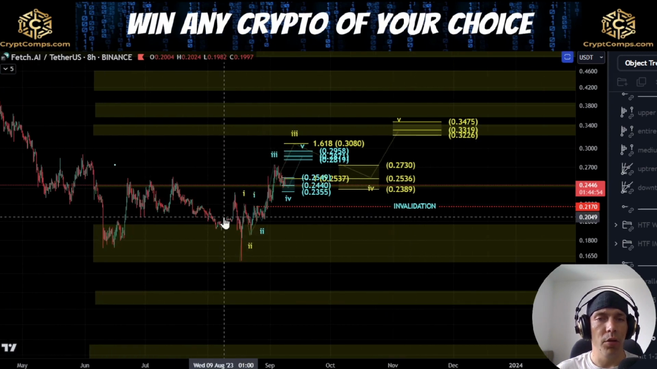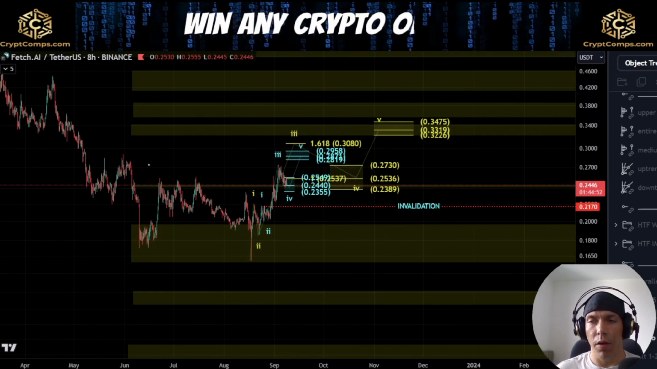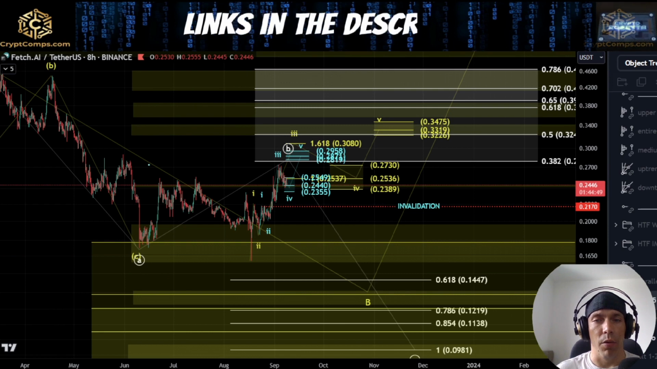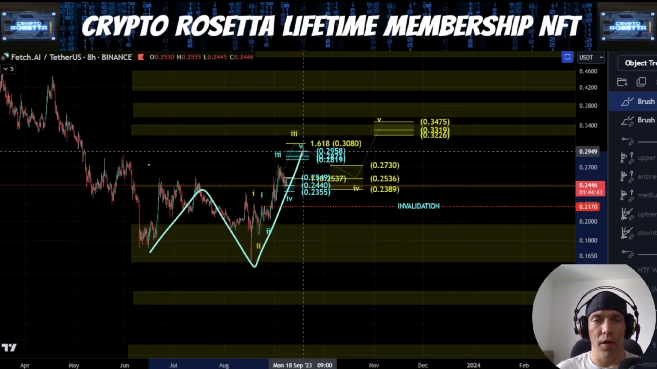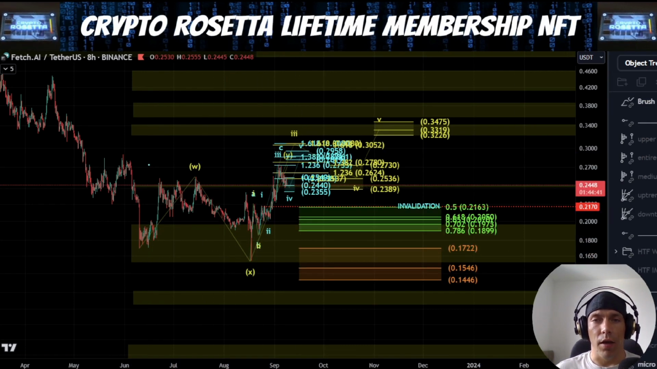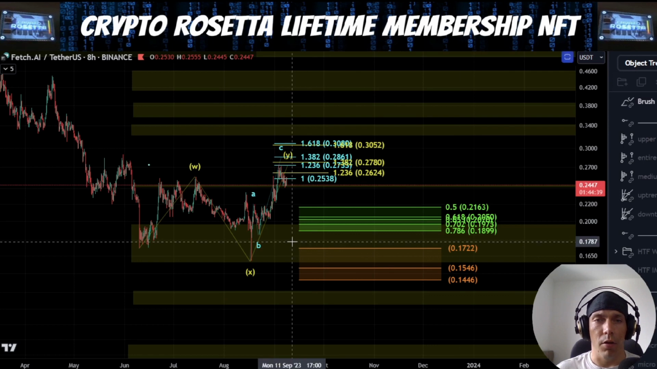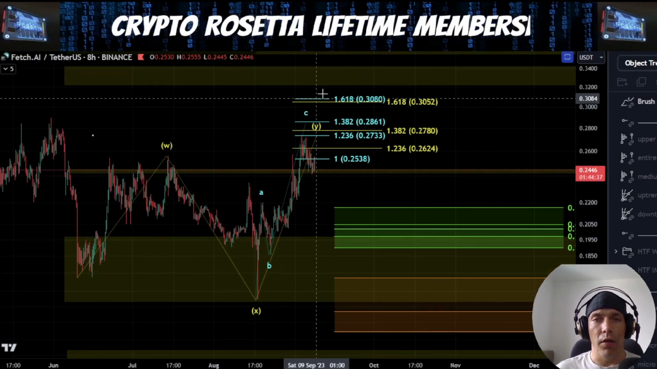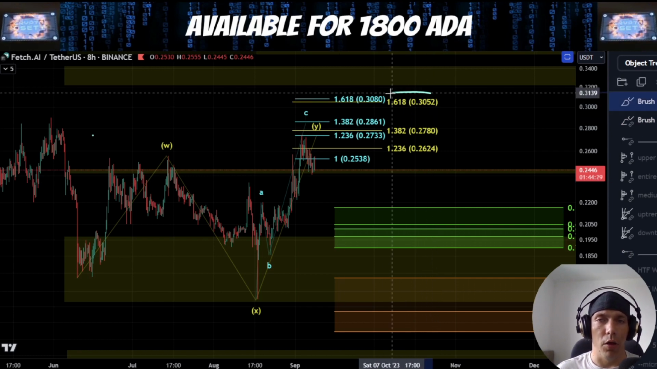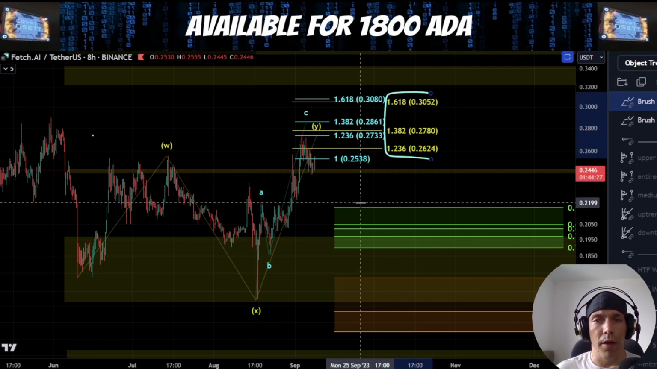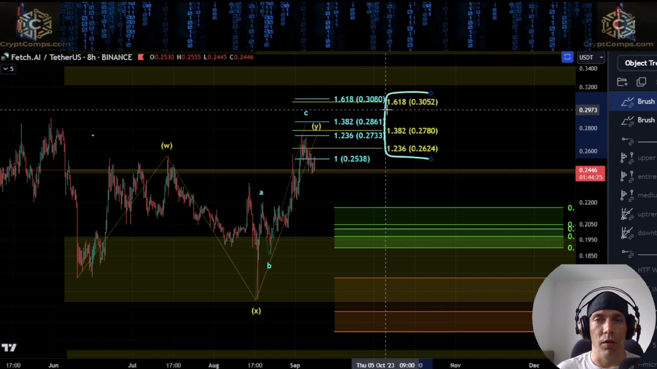Now, it is possible that this C wave, in this idea of having this B wave to the upside, is still incomplete. Now, if we are looking at this as a B and a C, what we would then be saying here is that effectively the target area that we are looking for is actually more around this zone here of the 30.52. This would be a very common target area for a flat correction between this 1.236 and this 1.618.